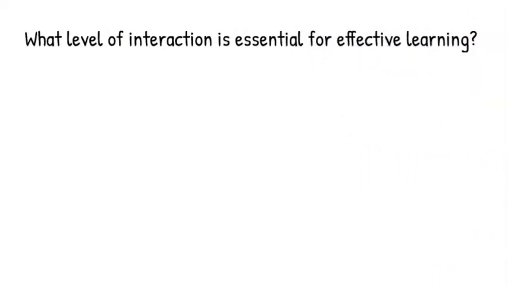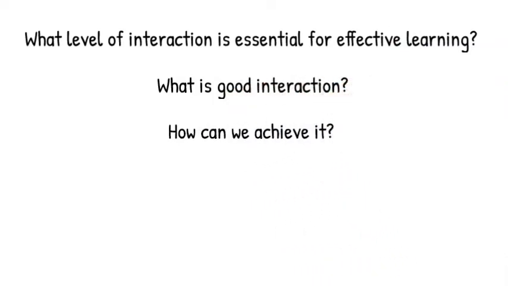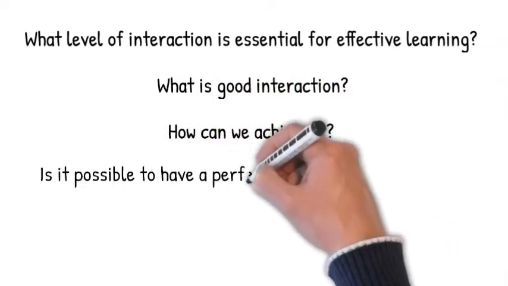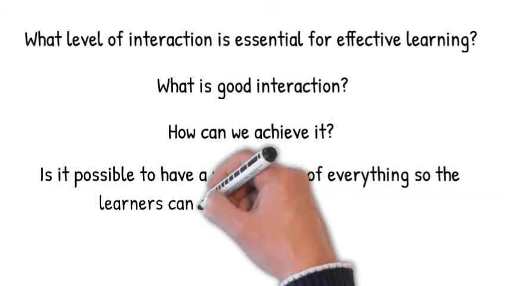As posed earlier, what level of interaction is essential for effective learning? What is good interaction? How can we achieve it? Is it possible to have a perfect mix of everything so the learners can effectively learn somehow? You may reflect on these questions on a separate paper before you continue this video.